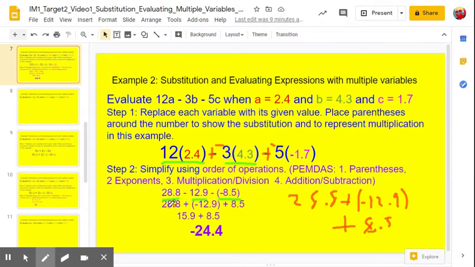So then we're going to simplify this. So I went 28.8 plus the negative 12.9. That gave me 15.9. And then plus the 8.5. And then combine those, and you get negative 24.4.